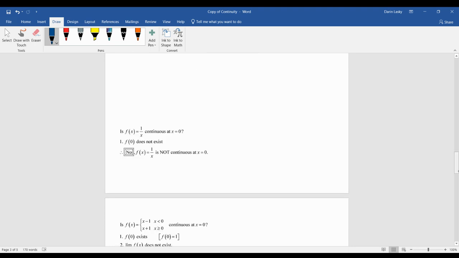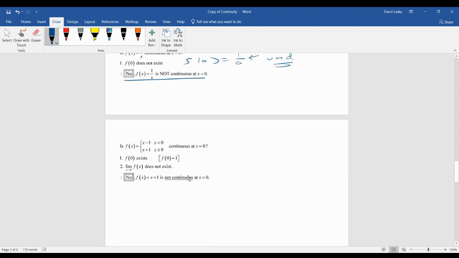So if we get to this one here, we start right off the bat. If I plug in 0, so f of 0 is equal to 1 over 0, that is undefined. It does not exist, and then no, it's not continuous at 0. Okay? So for every one of them, that's what we're working on.